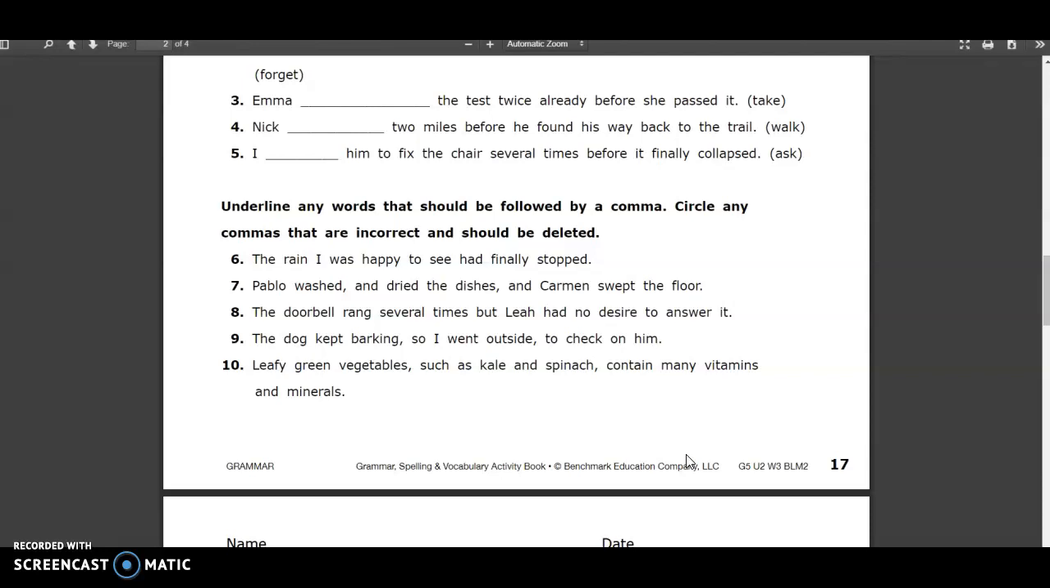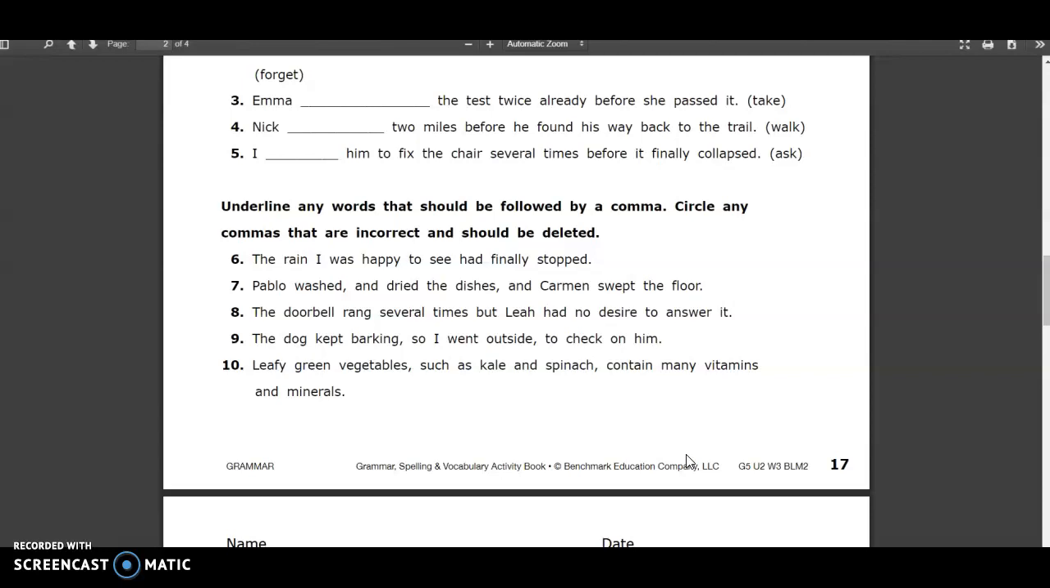All right, so like, the rain I was happy to see had finally stopped. Okay, would there be a comma in there? Do I have a natural pause when I read it? The rain I was happy to see, okay, had finally stopped. That's a hard one. So see if you can figure that out.